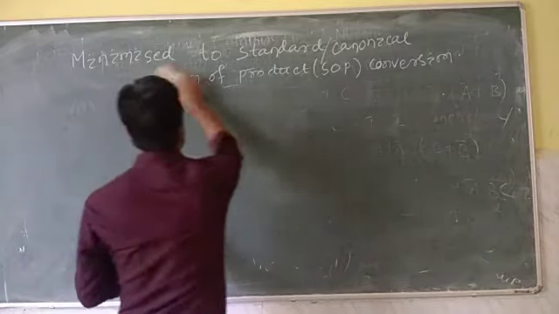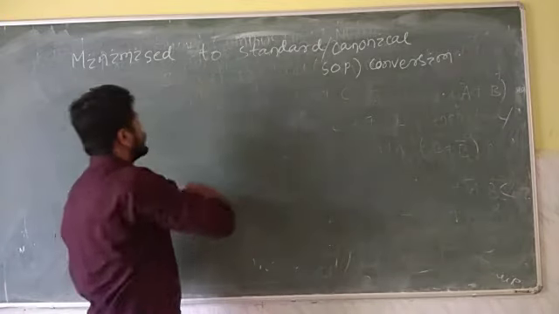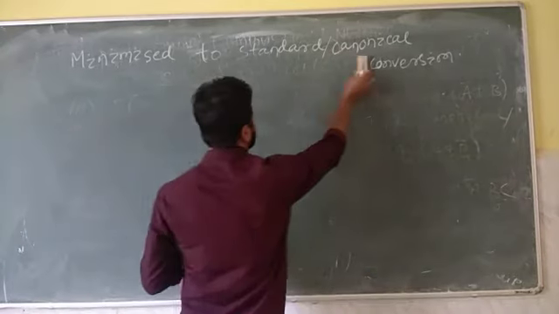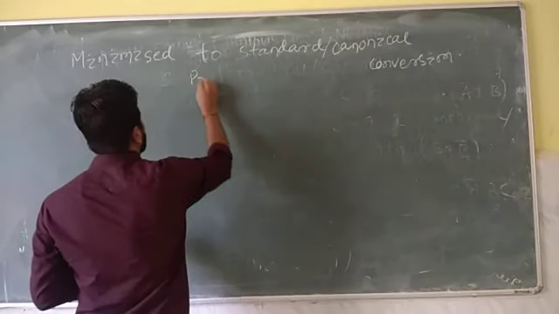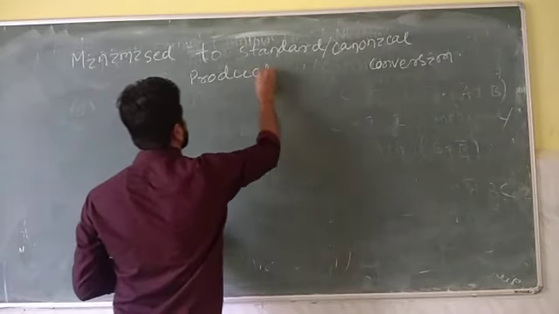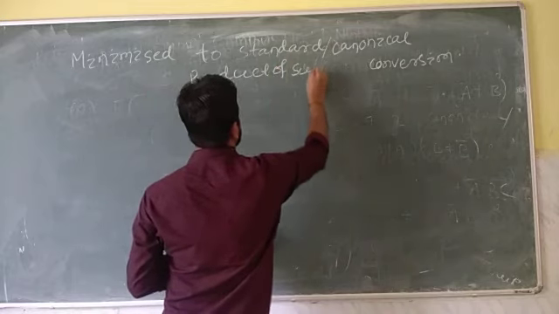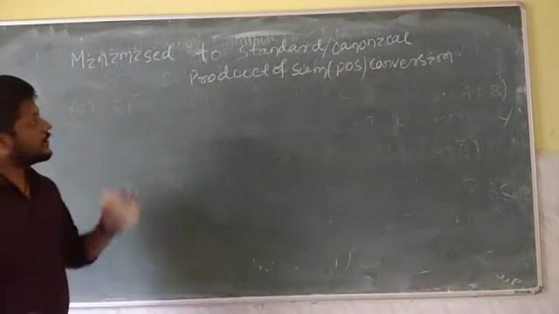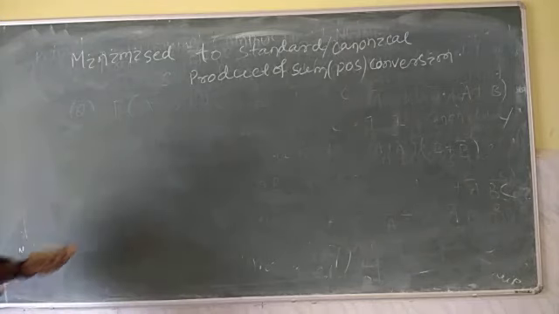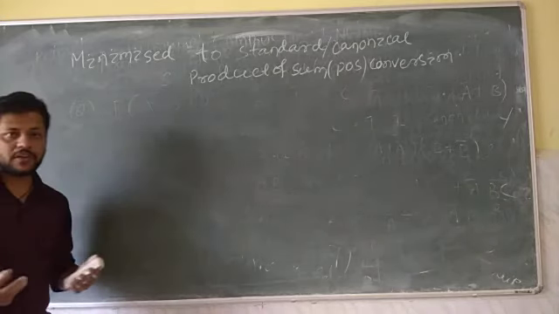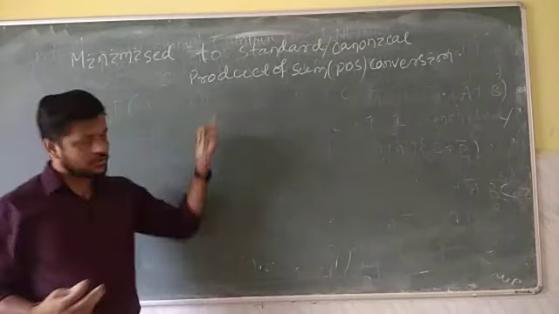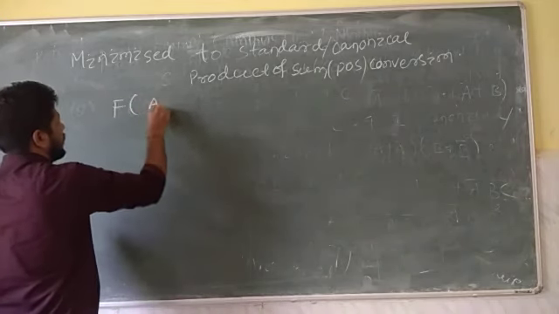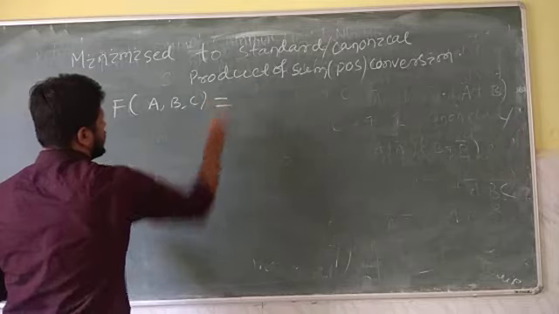So next is minimize to standard or canonical product of some form. Product of sum or POS conversion. So next is, if they are given a minimized expression and they want the product of sum expression, or the canonical product of sum expression, then how to convert them. So variable f is a function of a, b and c.